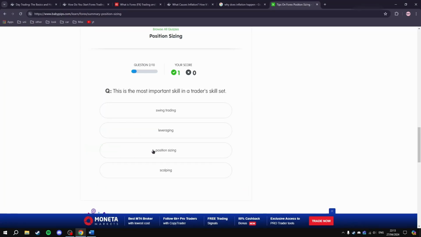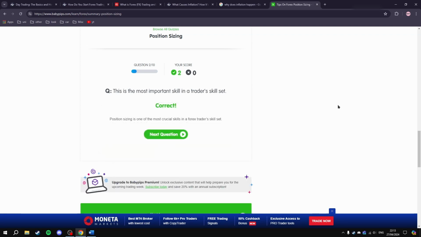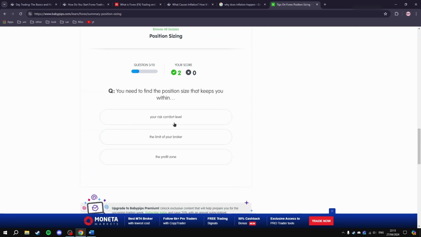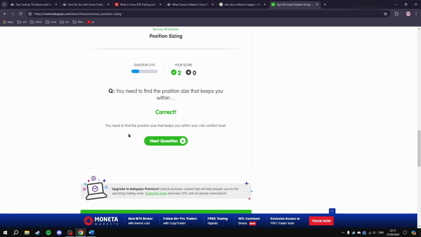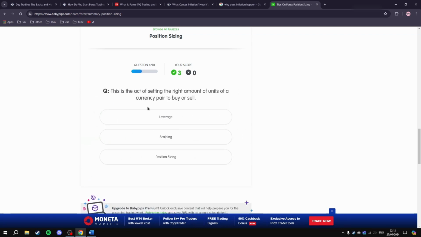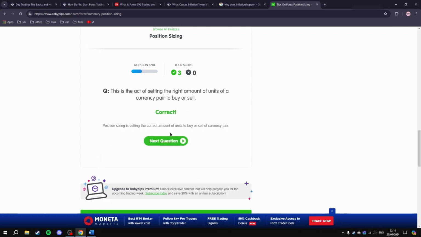Position sizing is one of the most crucial skills in a Forex trader's skill set. You need to find a position size that keeps you within your risk comfort level. This is the act of setting the right amount of units of a currency pair to buy or sell. Position sizing: setting the correct amount of units to buy or sell for a currency pair.